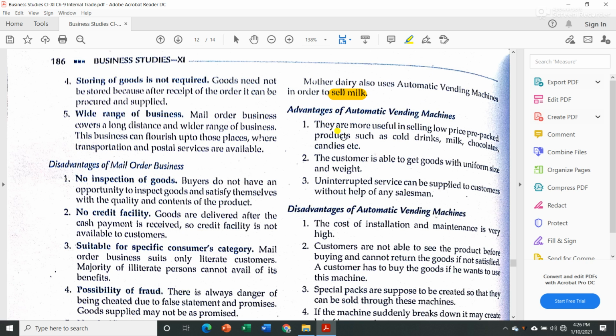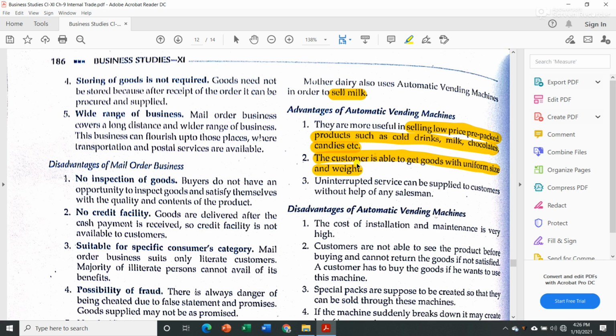Okay, now let us see some advantages of these machines. The first one is they are more useful in selling low price pre-packed products such as cold drinks, milk, chocolates, and candies, etc. Since the price of each and every cold drink, like for 500 milliliter, the price will be same for every company. Hardly we can find any discrepancy in the prices. So it is very easy to sell this kind of products which are low priced, as well as have constant price for different companies. Then next is the customer is able to get goods with uniform size and weight.